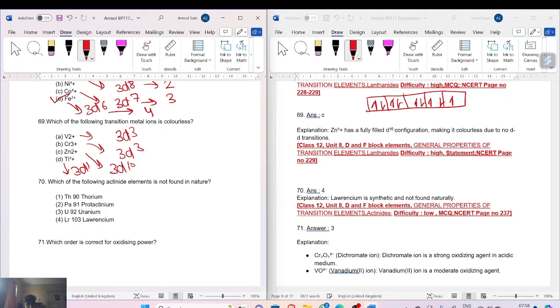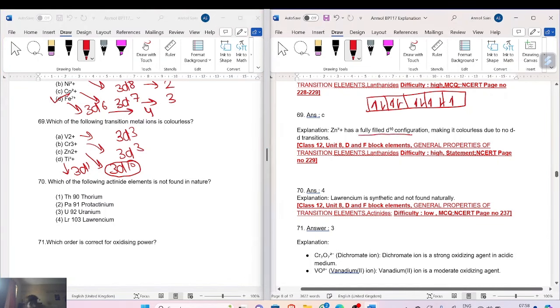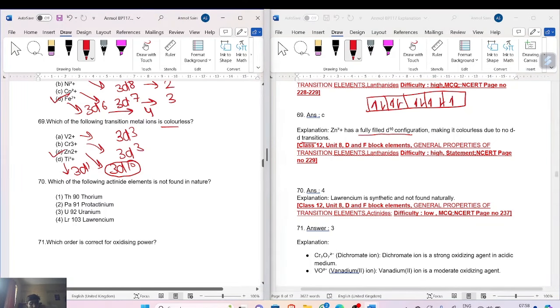For zinc 2+, the electronic configuration is 3d10, which means there is no unpaired electron in the d orbital as it is fully filled. When there is no unpaired electron, there will be no d-d transition, and then it will be colorless. So the correct option will be C, zinc 2+.